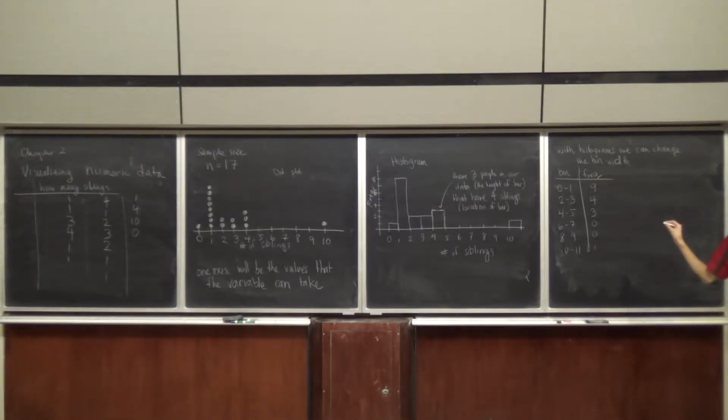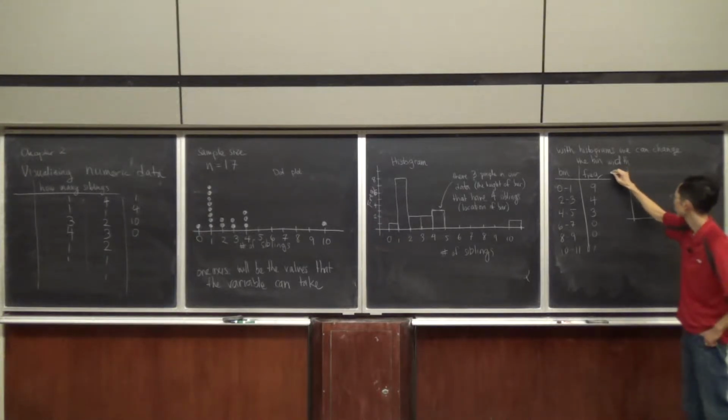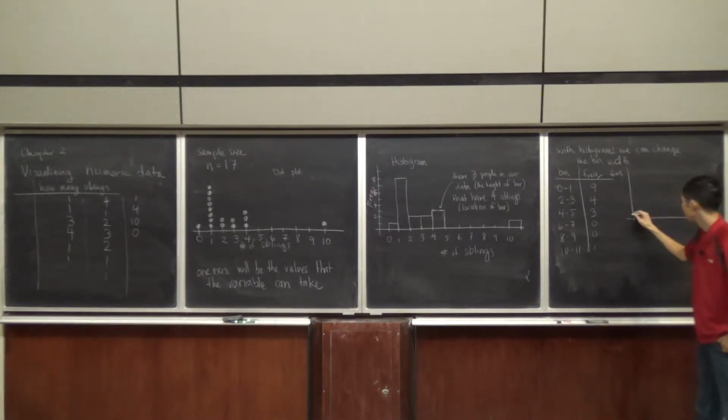Questions? What would my vertical axis be? Frequency. Times 2, 3, 4, 5, 6.